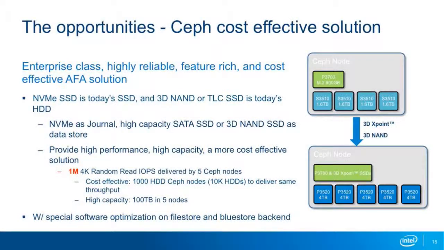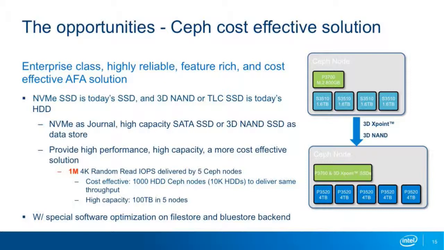So let's see the opportunity here. Most people, if today we are still using the FileStore backend, may want a cost-effective solution. The picture above is the reference architecture we are using now, based on P3700 NVMe SSD as the journal and S3510 SATA SSD as the data disk. In this configuration, we can get 1 million IOPS, which is really like 175 times an HDD cluster. In the future, when 3D NAND and 3D XPoint come out, we could use the 3D XPoint device as the journal device, but upgrade those SATA drives to PCIe 3D NAND-based drives.